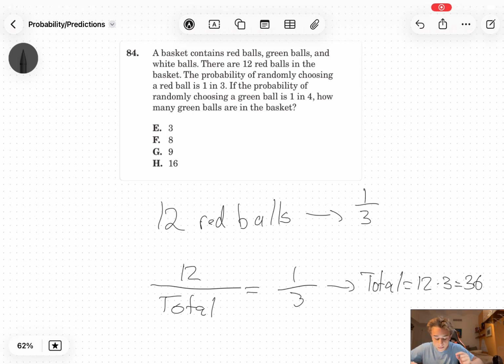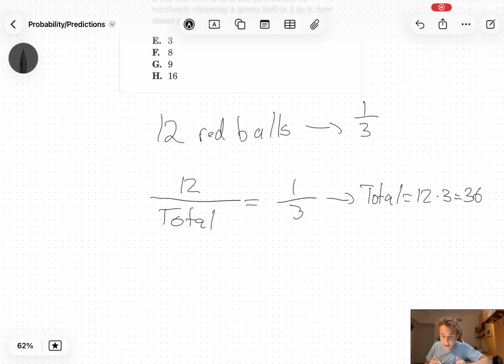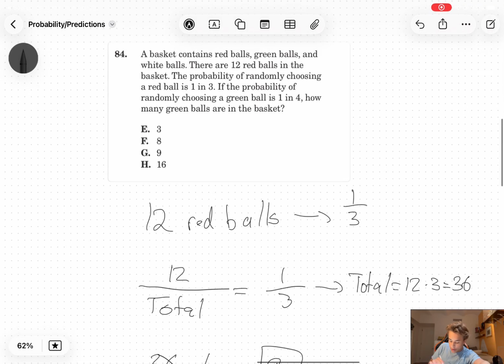We also know that the probability of randomly choosing a green ball is 1 in 4. Well, what does that mean? That means that 1 in 4 balls in the basket are green. So to figure out the number of green balls, we do 36 times 1/4. And 36 divided by 4 equals 9. So the answer choice is going to be G.